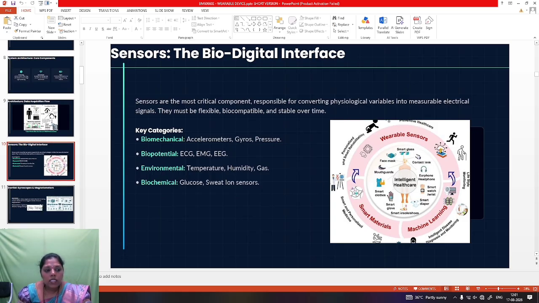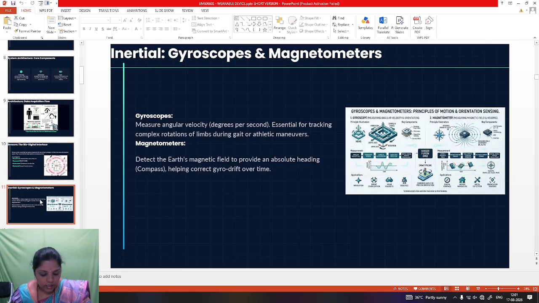Now let us go to the next slide. Gyroscopes and magnetometers. Gyroscopes measure angular velocity, essential for tracking complex rotation of limbs during gait or athletic maneuvers. Magnetometers detect the earth's magnetic field and provide absolute heading, helping correct gyro drift over time.